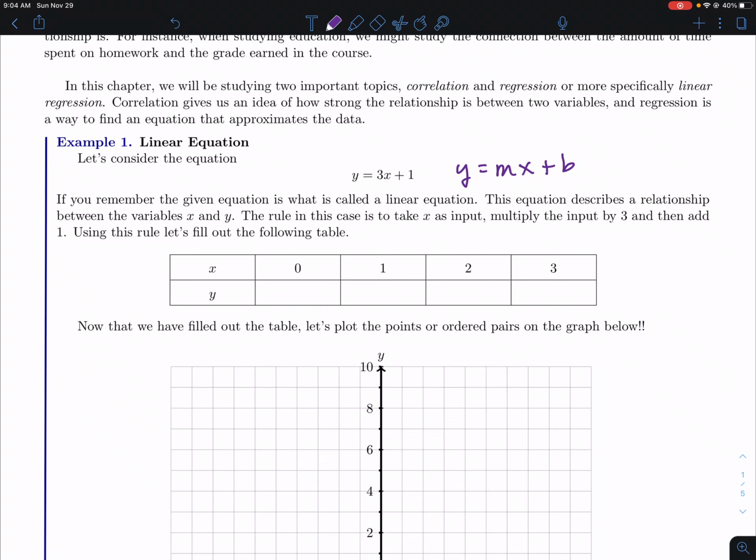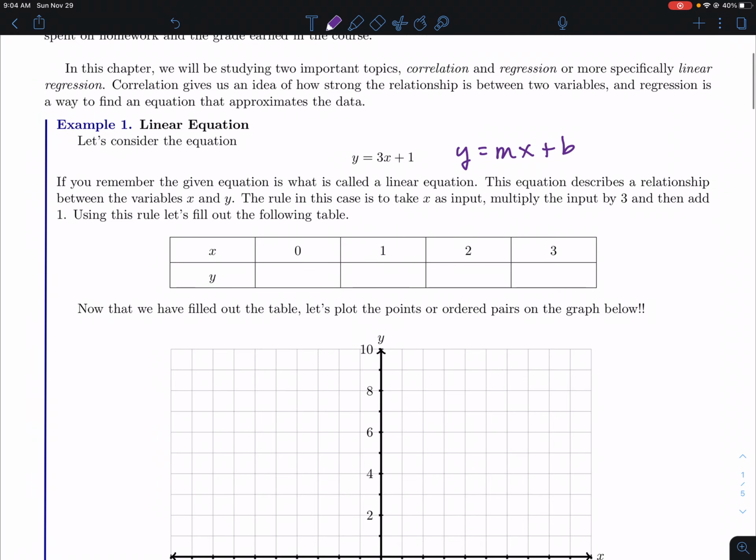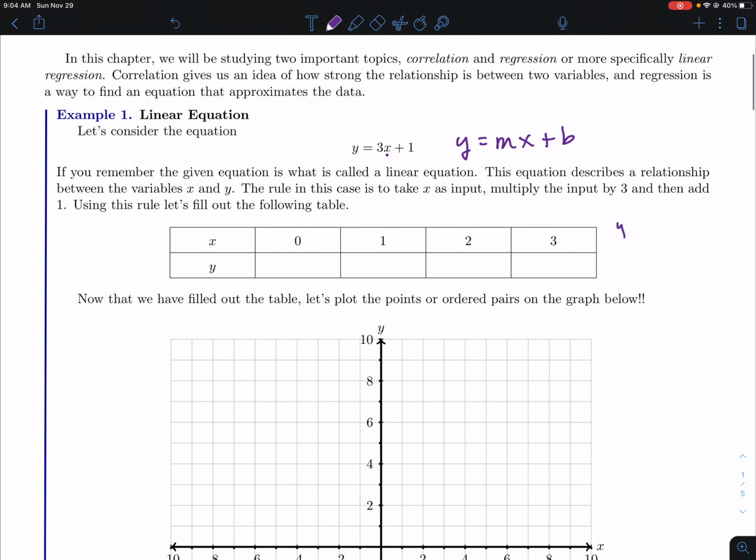So for ours, we're looking at y equals 3x plus 1. And so what we want to do is, we're basically taking whatever the input is, which is going to be our x, and multiplying it by 3, adding 1 to get our output. So in this case, if we let x equal 0, we're going to get 3 times 0 plus 1, but 3 times 0 is just 0. So in this case, y just equals 1.